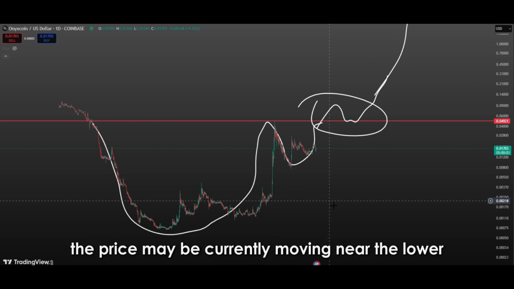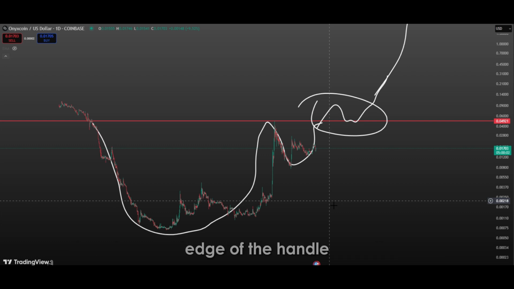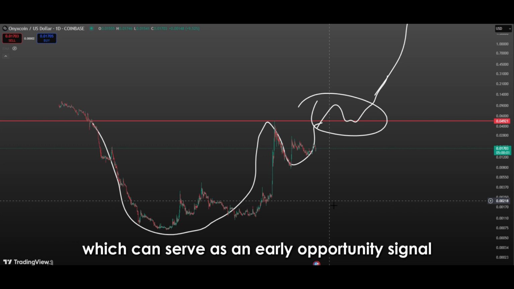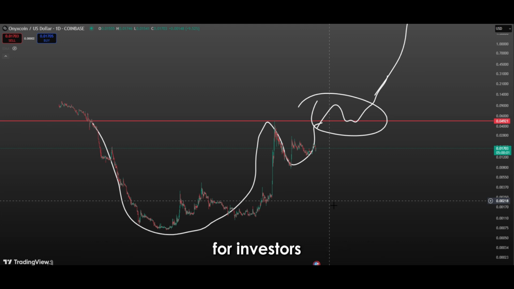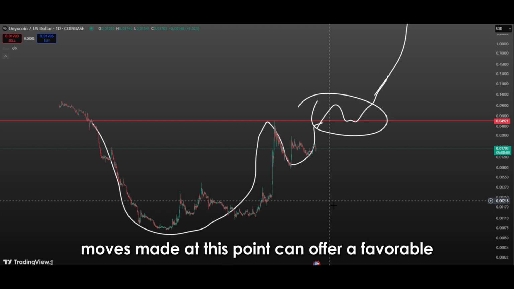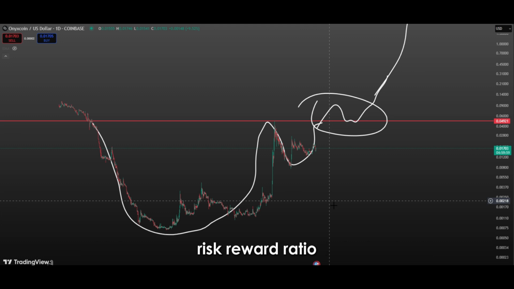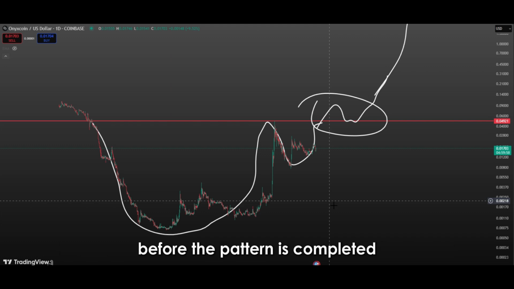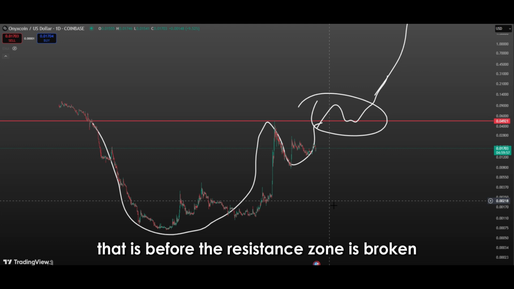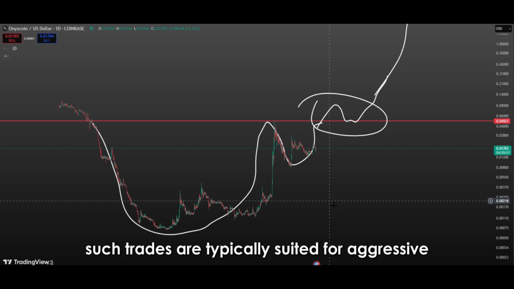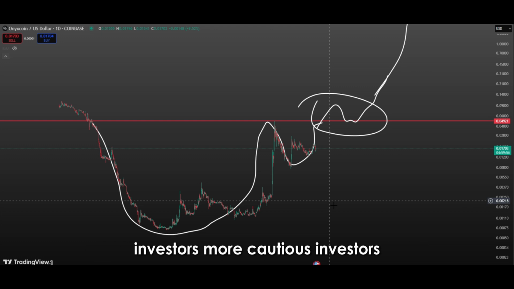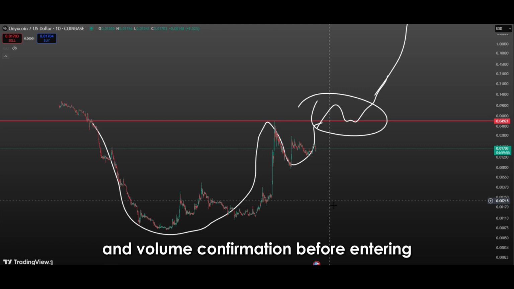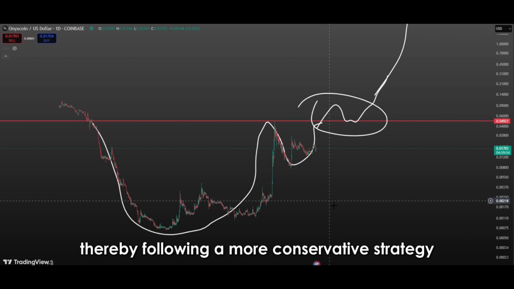The price may be currently moving near the lower edge of the handle, which can serve as an early opportunity signal for investors. Moves made at this point can offer a favorable risk-reward ratio. However, caution is still needed when entering trades before the pattern is completed, that is, before the resistance zone is broken. Such trades are typically suited for aggressive investors. More cautious investors may choose to wait for the breakout and volume confirmation before entering, thereby following a more conservative strategy.